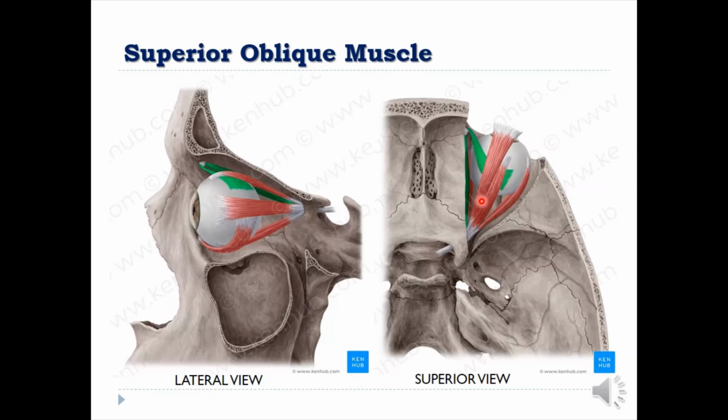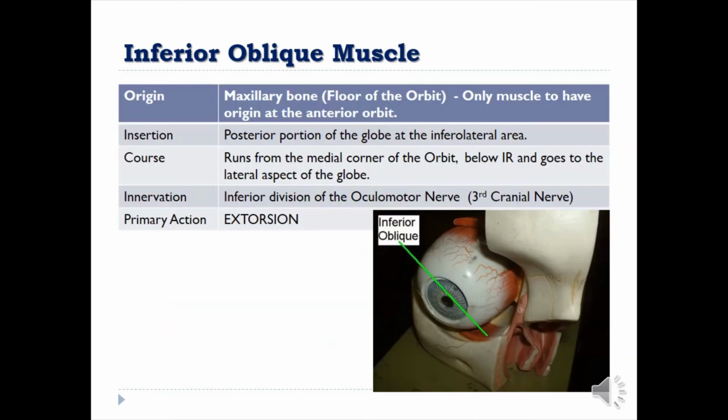So think about the eyeball, what is the function? The ability to rotate the eyeball. So when this muscle is acting, it will pull the eyeball and help to rotate it towards the medial side. So that is intorsion. Right, so we have completed the first oblique muscle.